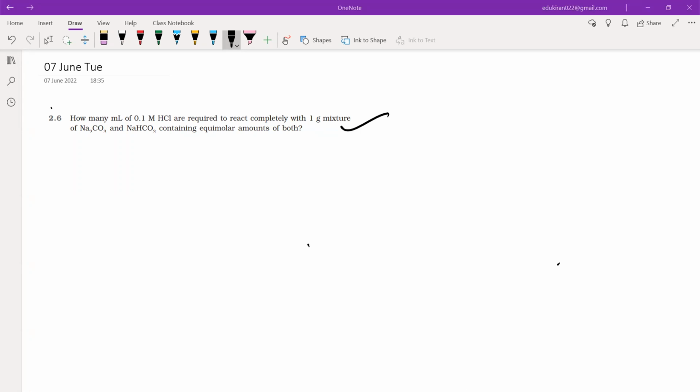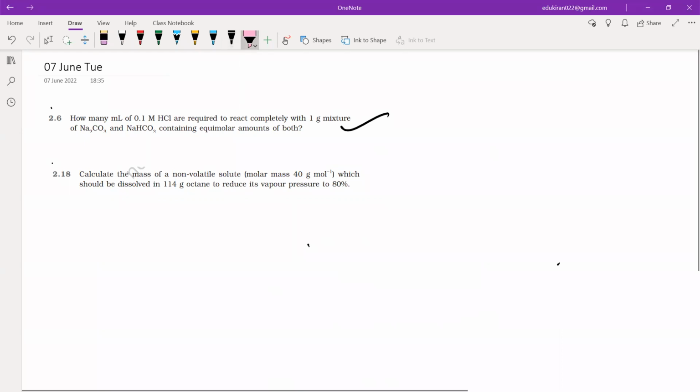2.18. This question, right, Samaira? Yes or no? Yes, sir. Okay. So, what is the question saying? First, we have to understand that. It is saying, calculate the mass of non-volatile. It has given the molar mass as 40 gram per mole, which should be dissolved in 114 gram of octane to reduce its vapor pressure to 80%.